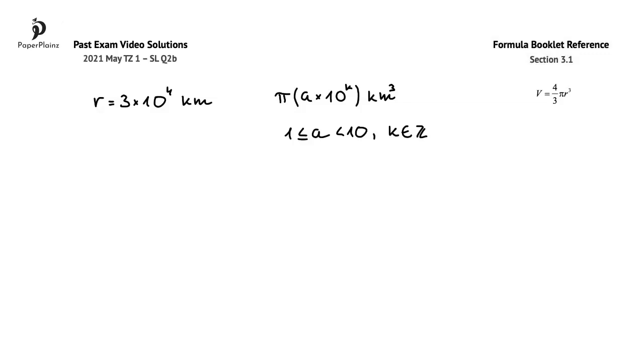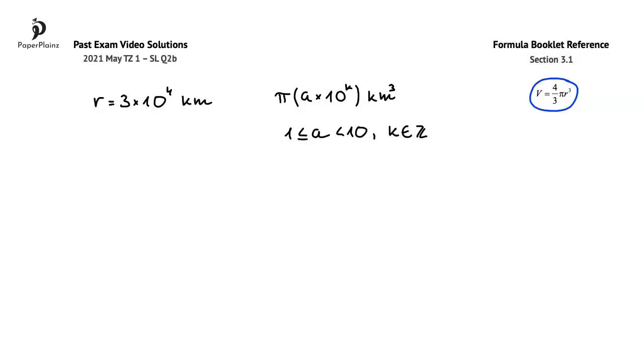In this question, we have to find the volume of the planet and express this volume in the form pi times a times 10 to the power of k kilometers cubed, where a is a number between 1 and 10 and k is an integer. To find the solution, we'll use the following equation from section 3.1 of the formula booklet.